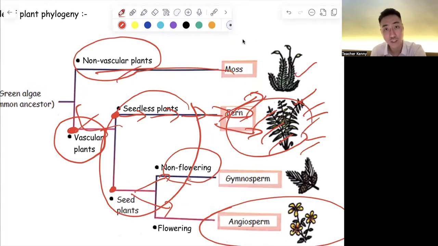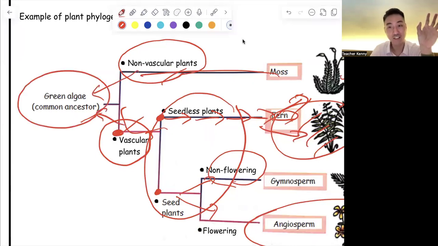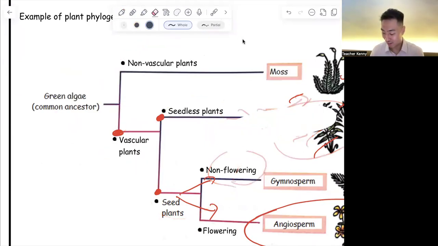They can undergo photosynthesis. So if you trace even far back, it all began with just the algae, right? You see that? And for algae, you can even go further back. That's how they build the phylogenetic tree.